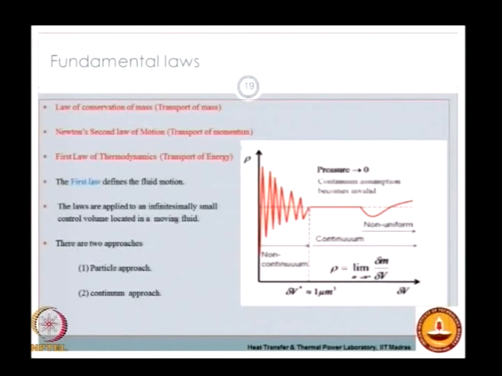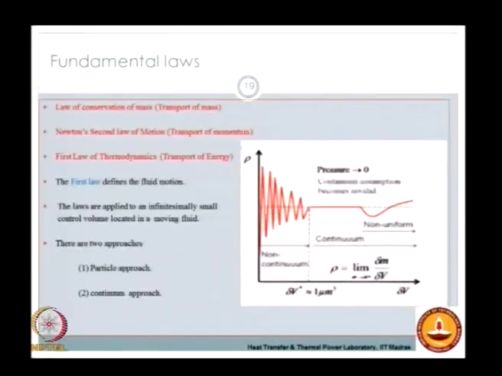So the three fundamental laws which are governing the convective heat transport are the law of conservation of mass, which is your transport of mass, also called the continuity equation, and the transport of momentum, which is nothing but your classical Newton's second law of motion, also called the momentum conservation equation. And finally for convective heat transport we will also look at the first law of thermodynamics applied to an open system, which is called the conservation of energy or transport of energy.